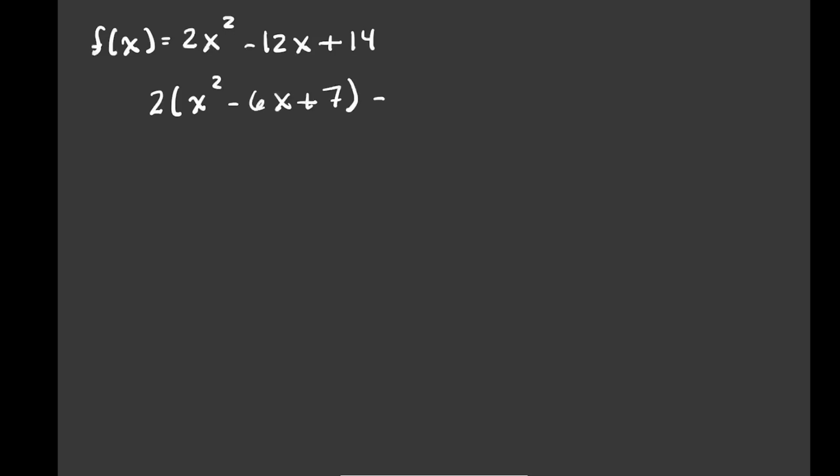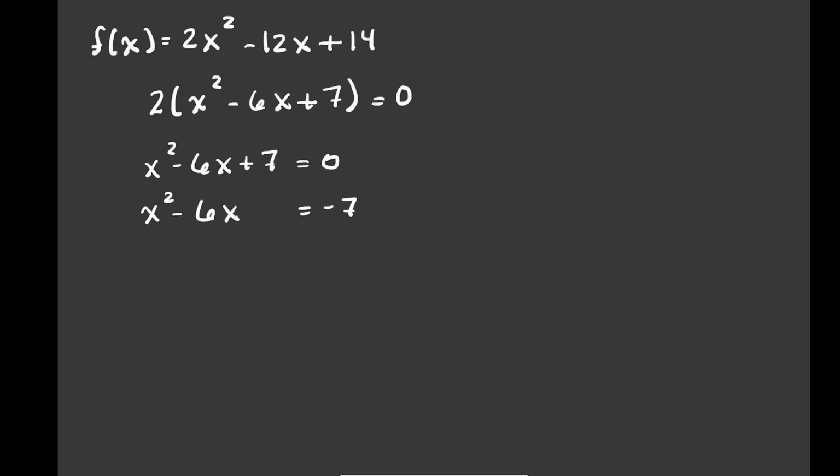And now I'm going to set the equation equal to 0. So now I am going to take whatever is inside the parentheses, which is x squared minus 6x plus 7 equal to 0, and I'm going to complete the square. The first thing in completing the square is I take my c value and I move it to the other side of the equation. So I would have x squared minus 6x equal to negative 7.